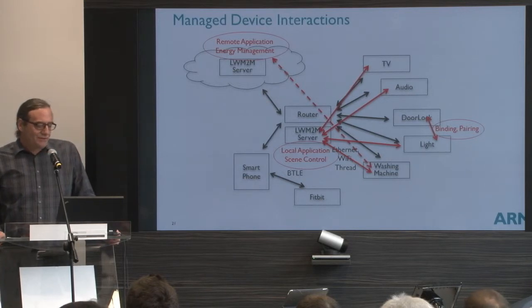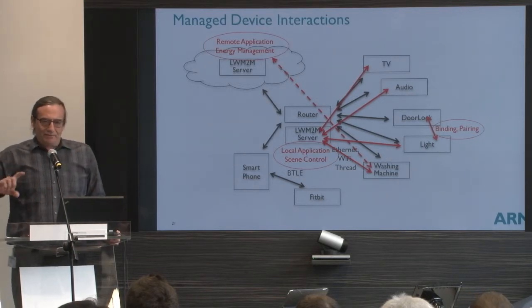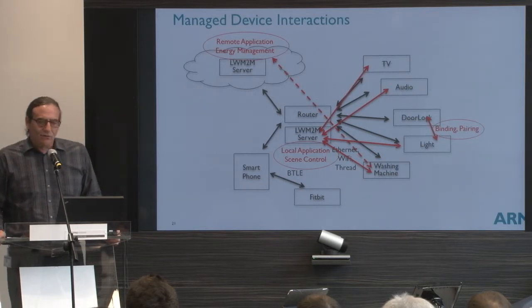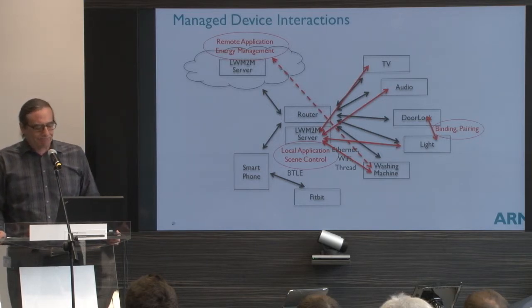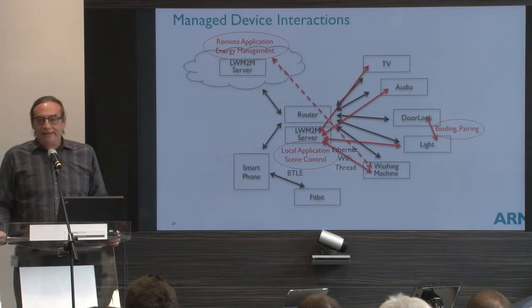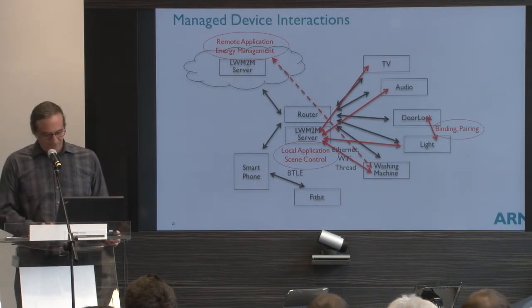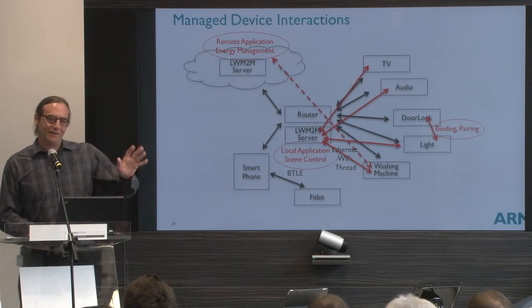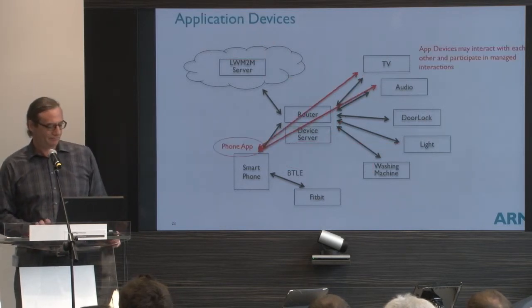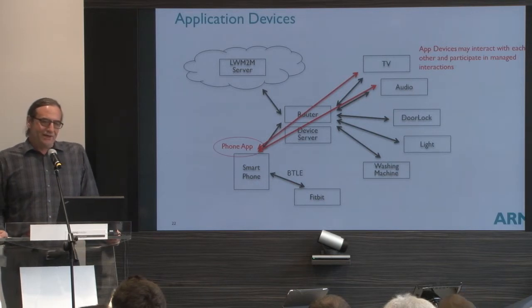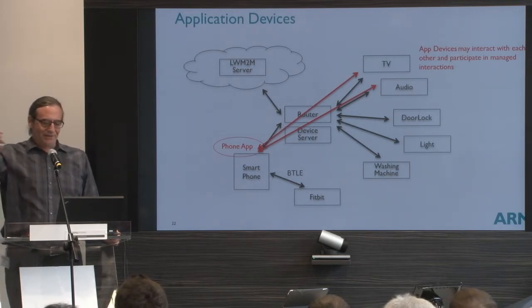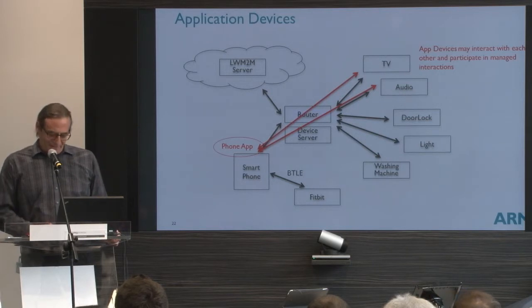The same with the interactions. You can have direct interactions of binding and pairing between a light switch or a door lock and something like that. You can have local application controls like for home entertainment scenes and things like that. And then cloud services to do things like energy management, and your electricity company can monitor your usage and give you a better rate, for example. So those scenarios all need to be accommodated in these use cases. And also the idea of application devices that run applications can just directly interact with other devices that they can control.